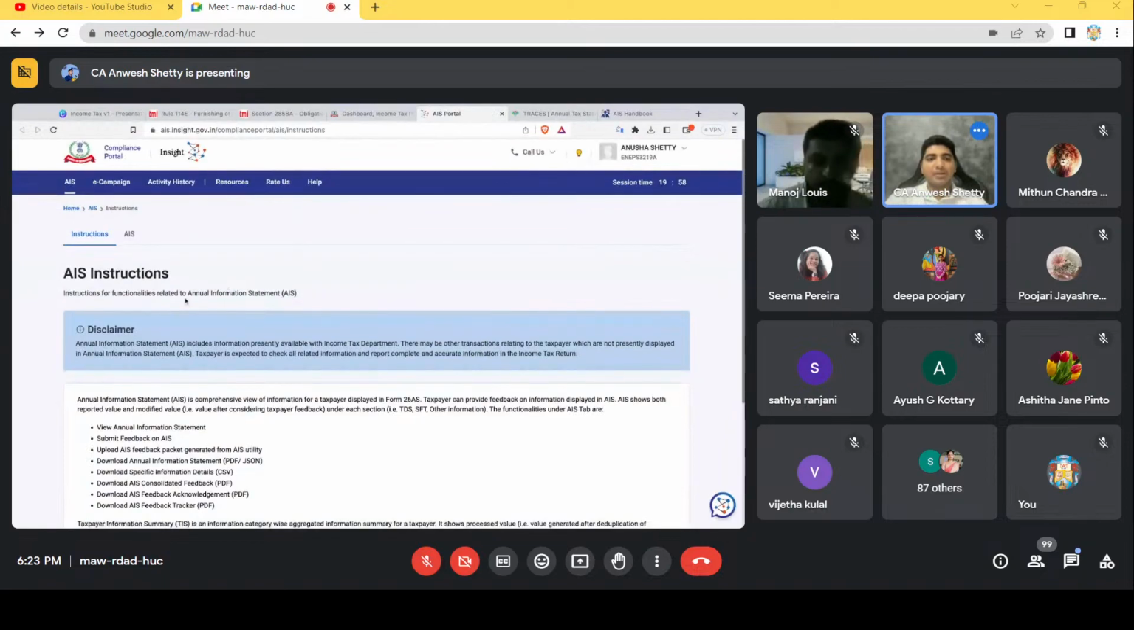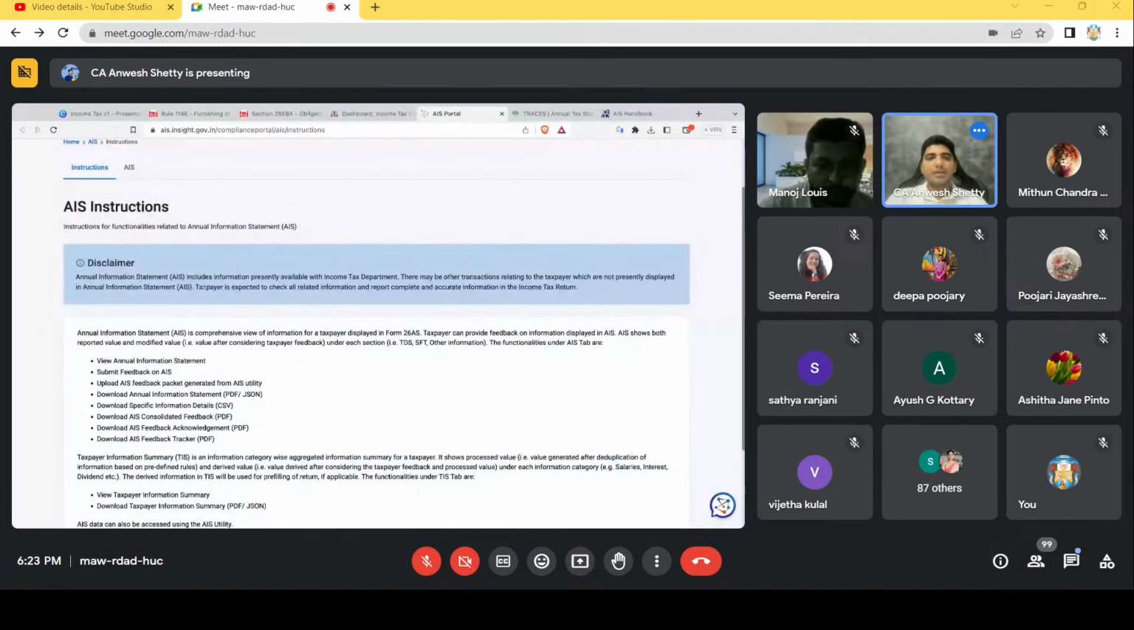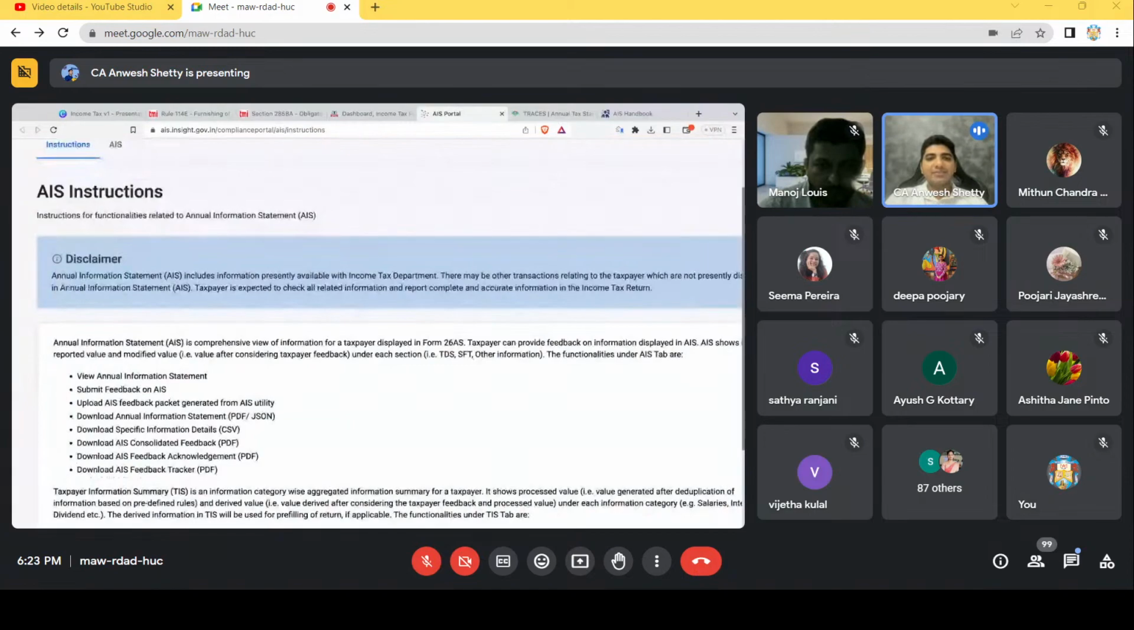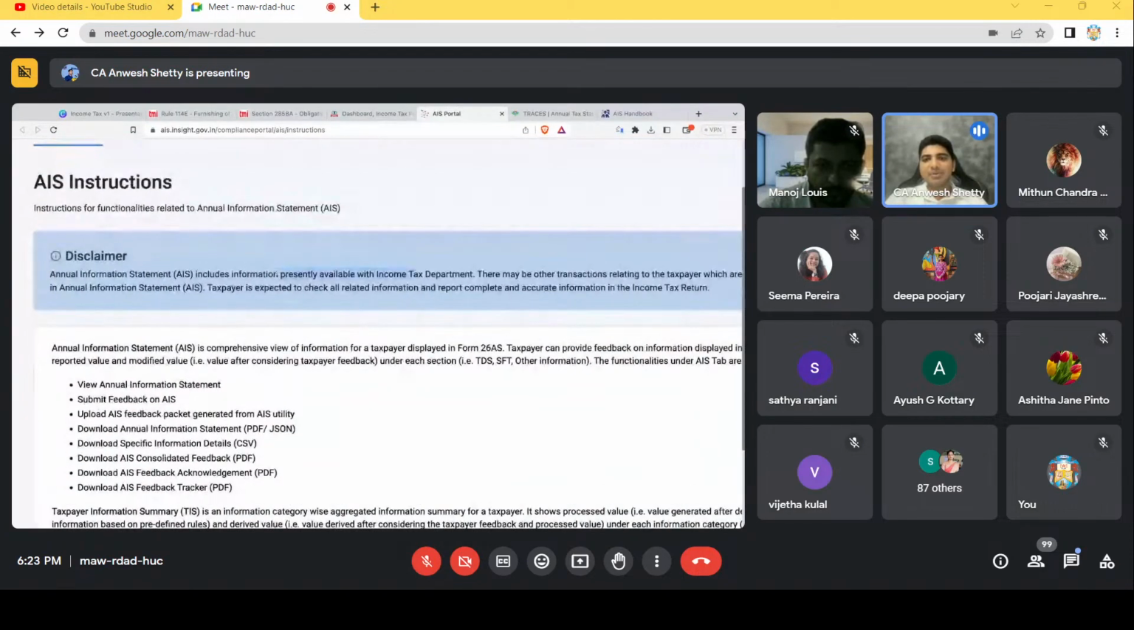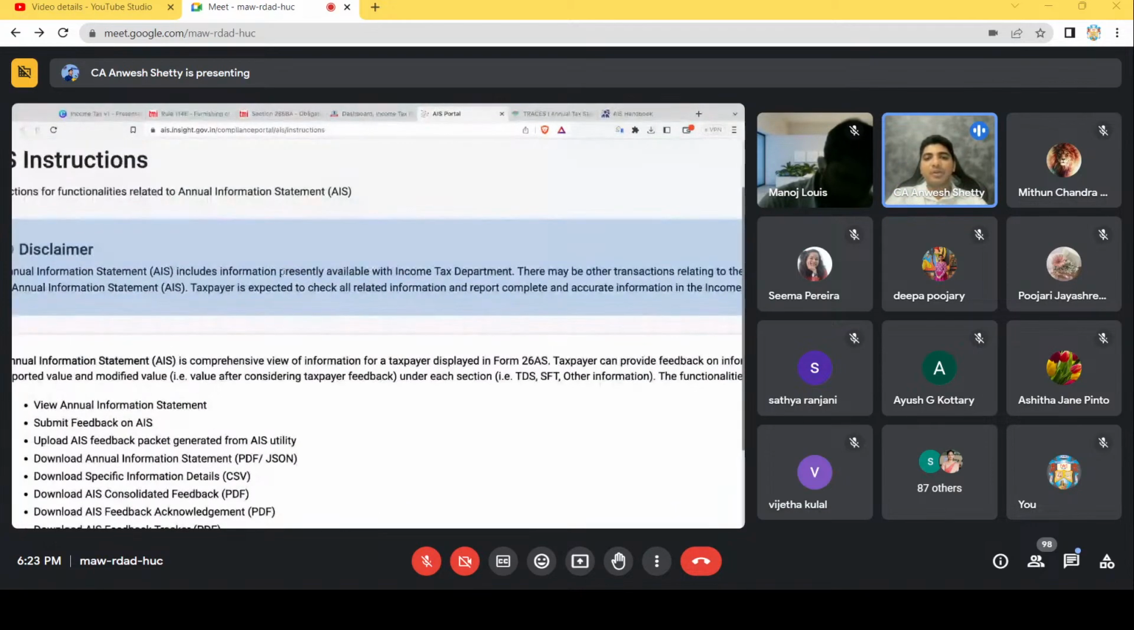So once I'm proceeding, they talk about AIS information, which is presently available with the department. Now there is again a myth amongst some taxpayers that if it is there in AIS only then I have to pay the tax, and if it is not there in AIS, I don't have to pay the tax. Another approach would be, if it is there in AIS, even if it is not my income, I have to pay the tax. No, you have to pay tax on your actual income only. So AIS will have only present information.